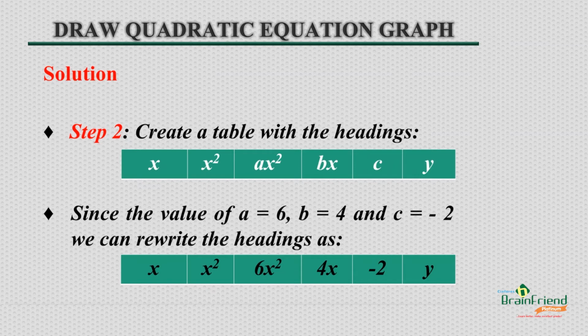Our next step is to create a table with the headings x, x squared, ax squared, bx, c, and y. Since the value of a is equal to 6, the value of b is equal to 4, and the value of c is equal to -2, we can rewrite the headings as x, x squared. We now have 6x squared instead of ax squared. And then we now have 4x instead of bx. And then we can write -2 in place of c.